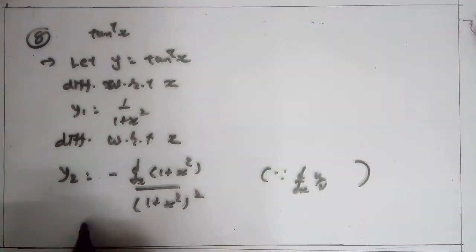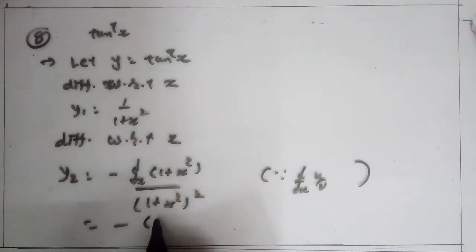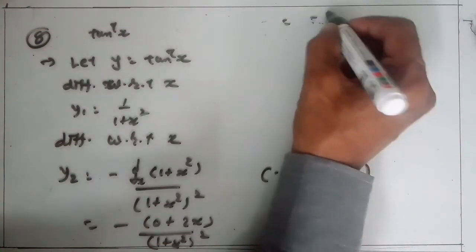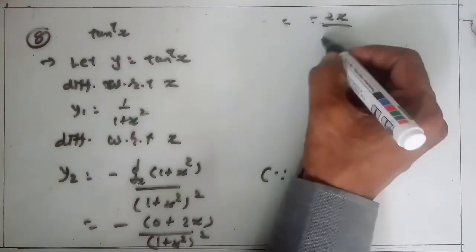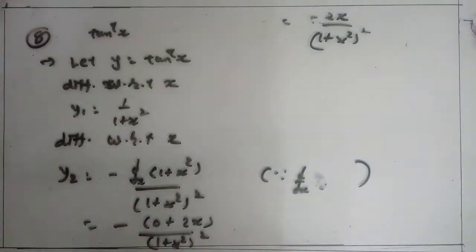Clear? So it is equal to minus, the derivative of 1 is 0, plus the derivative of x squared is 2x, upon (1 plus x squared) raised to 2. Now simplify this. So minus 2x upon (1 plus x squared) squared. This becomes the second derivative. Clear this?